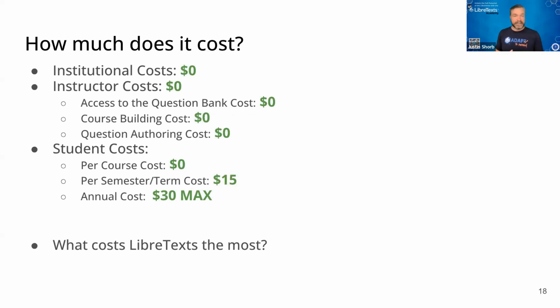On a per course cost, students do not pay per course, but they do per semester. So what this means is if your institution decides to adopt ADAPT as their homework system and they use it in a chemistry class, a chemistry lab class, a biology course, and also an English class, the student will still only pay $15 per term.